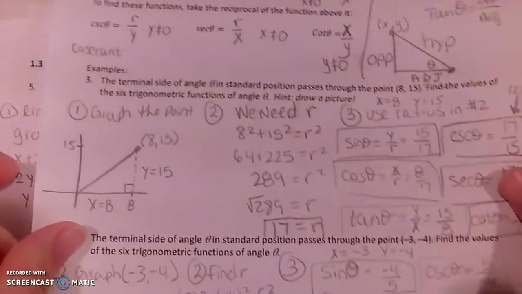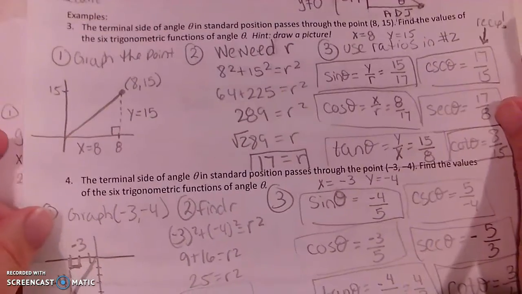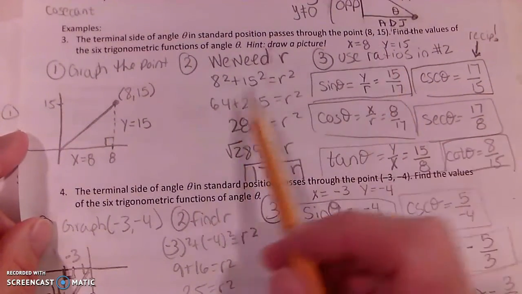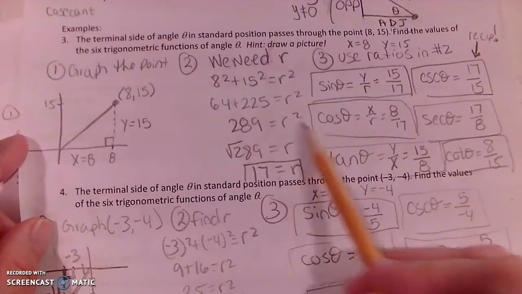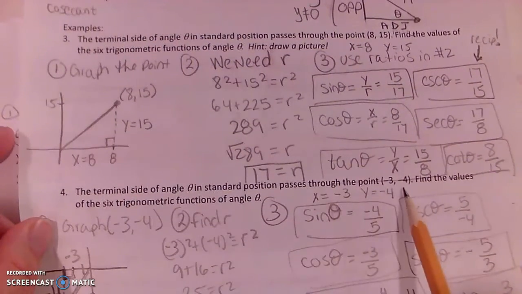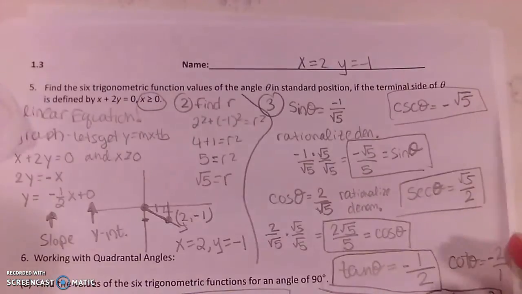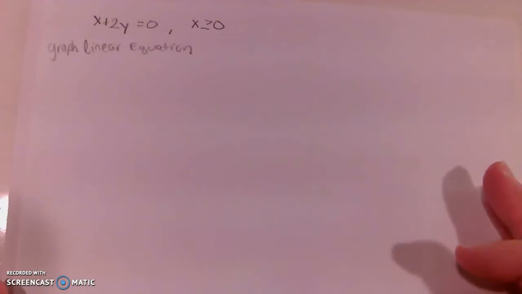In the previous ones, 2, 3, and 4, they gave us points, and we didn't have to graph a line. Like 8, 15, we just graphed 8, 15, and then we did it from there. -3, -4, we graphed that, and we did it from there. But now we have to graph a line. So let's get some space to do this. We were given x plus 2y equals 0, and x is greater than or equal to 0. So we're going to graph that linear equation.